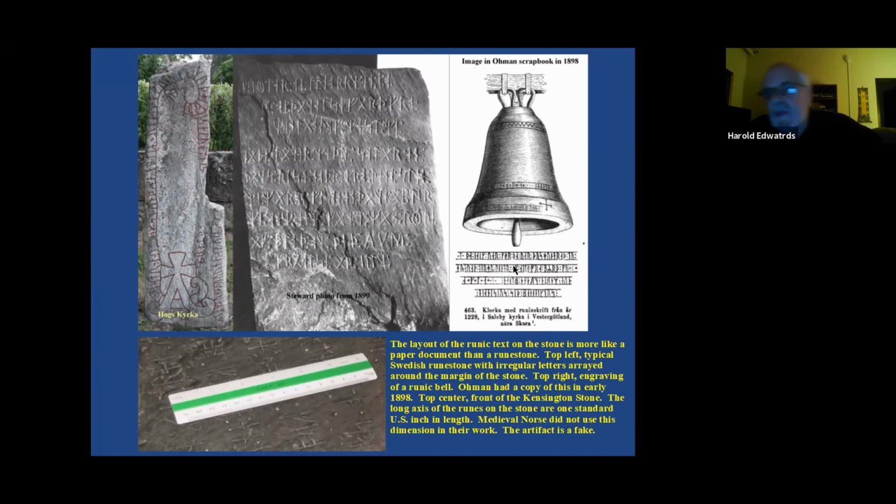On the right-hand image is a plate that we know Olaf Oman possessed. He had gotten a copy of this in late 1898. You can see the runes in this engraving of this bell are written out in nice lines, just like the text in the stone itself. The lengths of these runes are almost exactly one standard US inch. This is something that Birgitta Wallace pointed out a few years ago, but this is not a measurement that was used in medieval Scandinavia, and it indicates the stone is a fake.